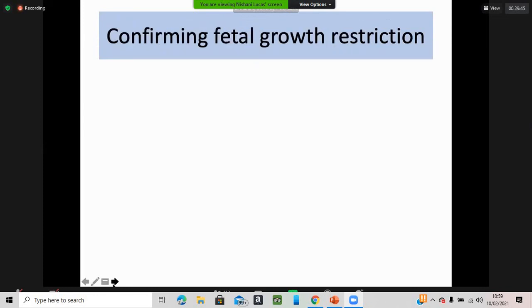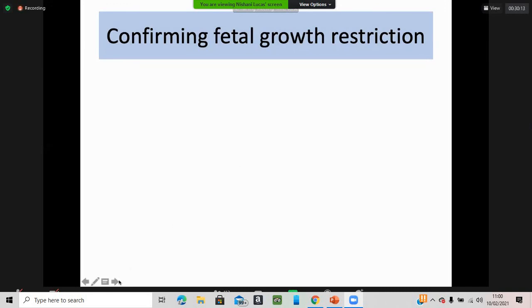So how do we confirm growth restriction? Yes, can someone tell me how we confirm growth restriction? So we screen by checking the symphysiofundal height. How do we confirm? If we feel the symphysiofundal height is not equal to the gestation of the lady, which we have found from the dating scan, then you'll have to do another ultrasound.